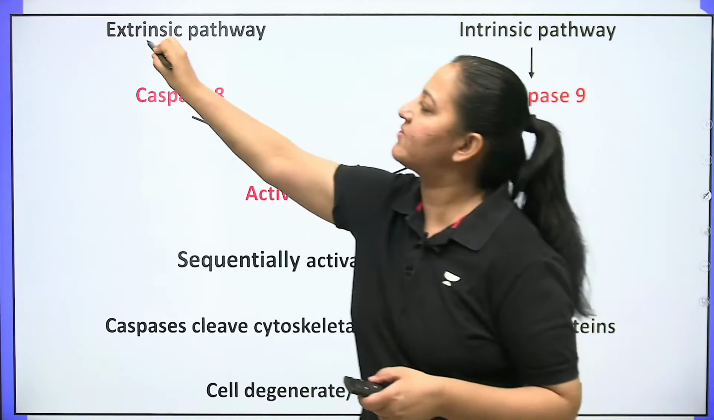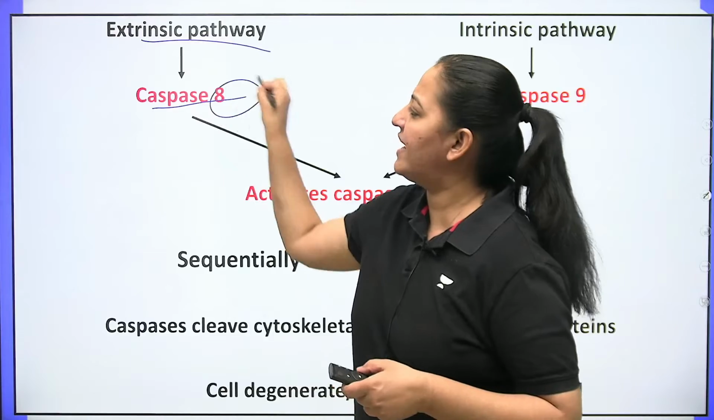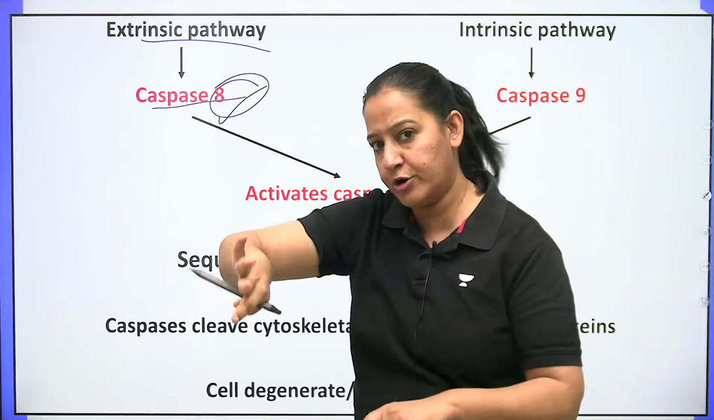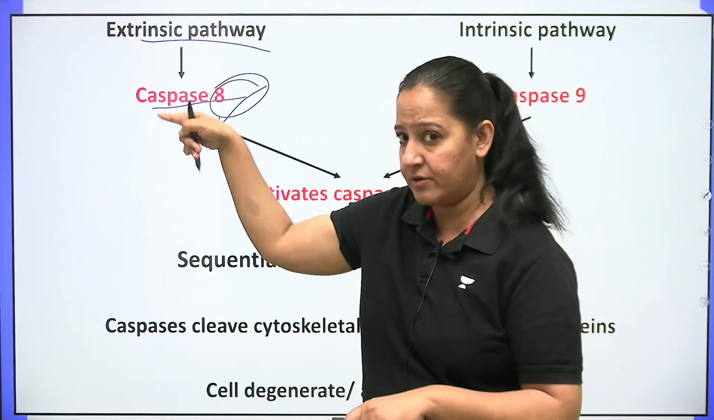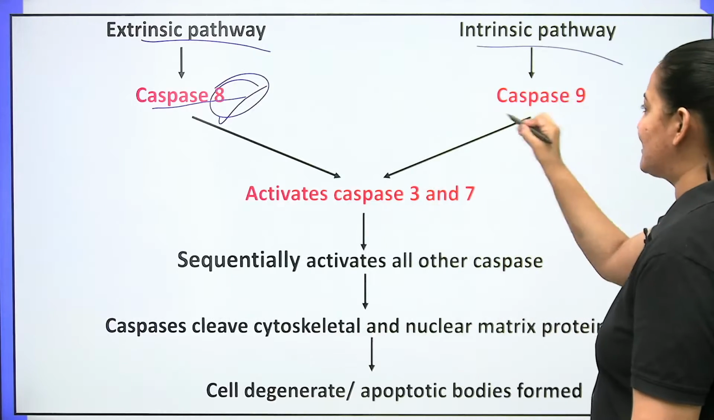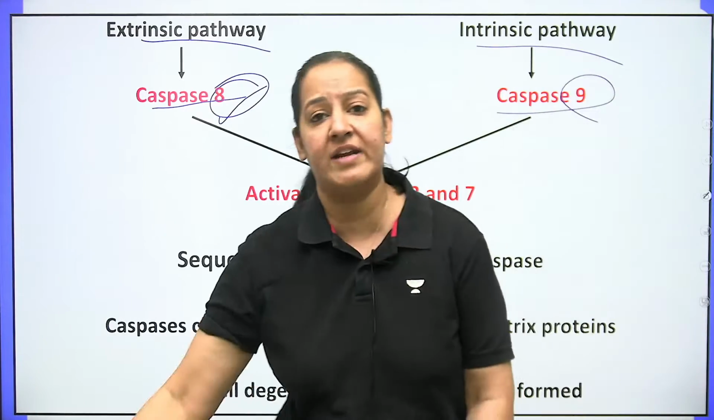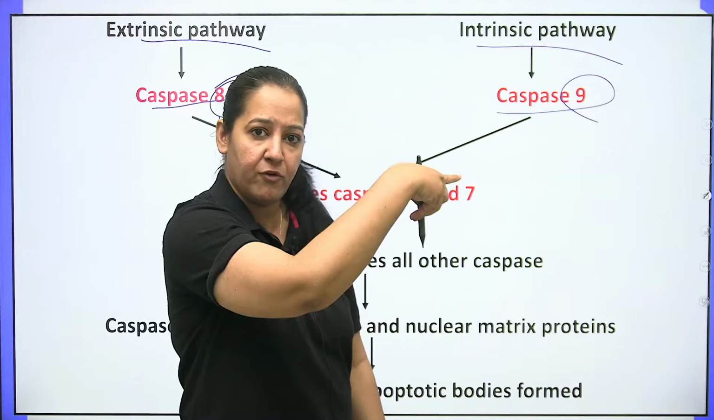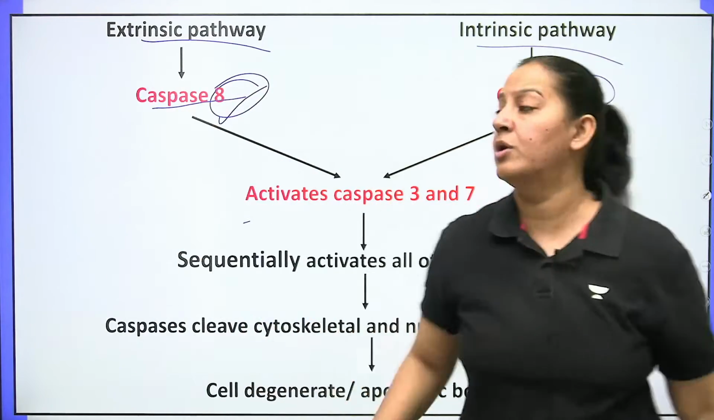So you can see in the extrinsic pathway, the first caspase, caspase 8, is activated. How it is activated, I have already taught you. Yes or no? Draw that flowchart. In the intrinsic pathway, caspase 9 is the first caspase which is already activated. How? I have already taught you. Draw this flowchart.